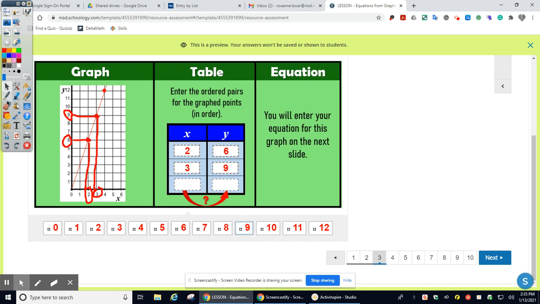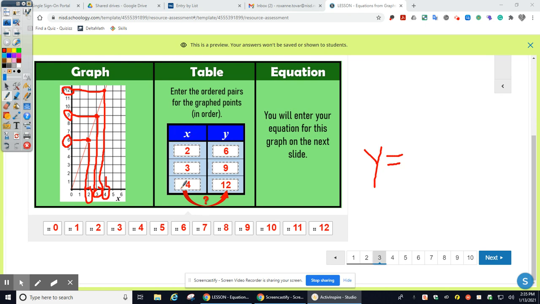And then we're going to go to the last dot we see here. And when x is 4, y is 12. So I'm going to put in 4 and 12. Now, it says we're going to enter in the equation on the next slide, but I'm going to go ahead and write it over here. Remember, it's supposed to be y equals. That is what we are starting with, y equals.